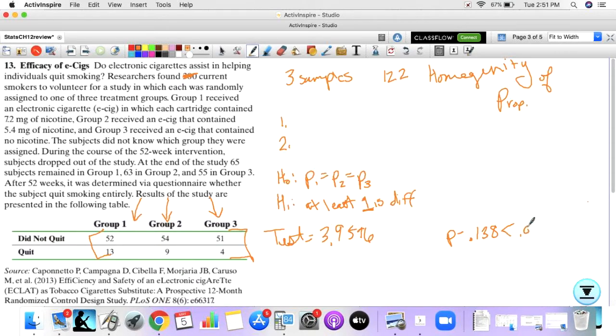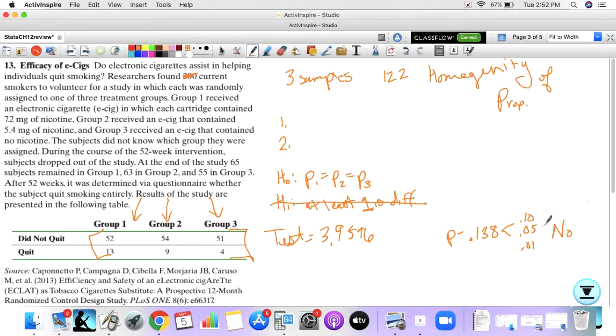So whether we did 0.05, 0.10, or 0.01, this number is larger than all of them. It's going to definitely be a no, which means there's not enough evidence at whatever level of significance to say that at least one is different. So we would instead continue to accept the null at this point until we had an opportunity with more evidence.